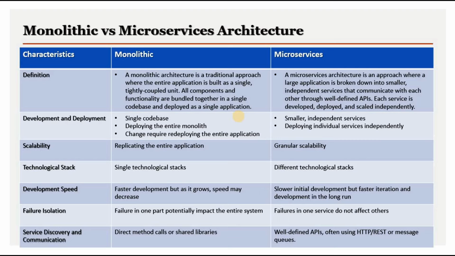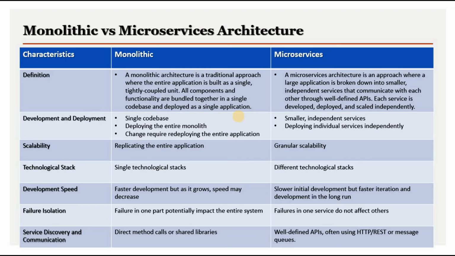Next, we have scalability. In terms of scalability, in monolithic architecture scaling is typically done by replicating the entire application, which may result in inefficient resource utilization if certain parts of the application require more resources than others. And in the case of microservices, granular scalability allows for scaling individual services based on their specific demands, with efficient resource utilization, as resources can be allocated where they are needed most.